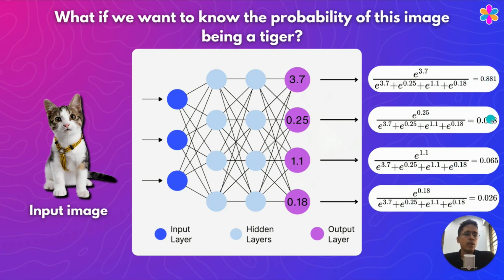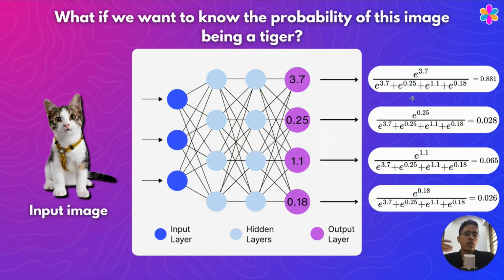And this will output a certain set of numbers. Now you must already be able to notice, let's say you add this equation plus this equation plus this equation plus this equation, then you can see that the denominator for all of these is the same. So the denominator you can commonly take out, and the numerator would become e raised to 3.7 plus e raised to 0.25 plus e raised to 1.1 plus e raised to 0.18. So that is exactly the same as the denominator. So then numerator divided by denominator will become 1. So what this means is the sum of these 4 equations is 1.